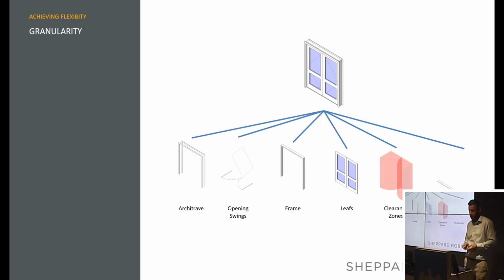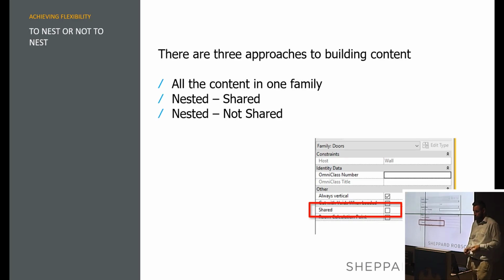So when we're looking at this, this is the way our content is broken down. It's broken down based on a granular approach. Every piece of content has an architrave element in it, swing, frame, leaves, clearance zones, and threshold, though not necessarily thresholds. Those are dependent on particular types.